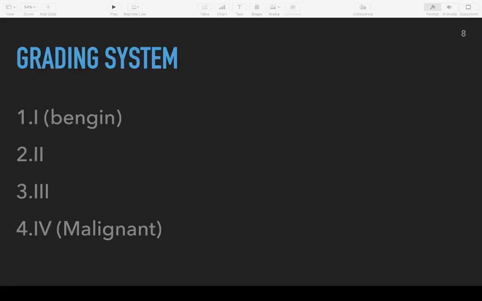Now we'll talk about the grading system. Brain tumors are divided into 4 grades. Either grade 1, which is the most benign lesions, and 2, which is more toward benign, 3, which is more toward malignant, and 4, which is the most malignant tumor.